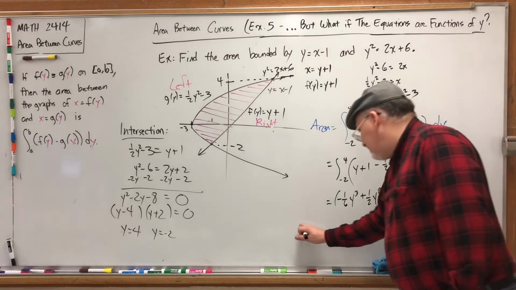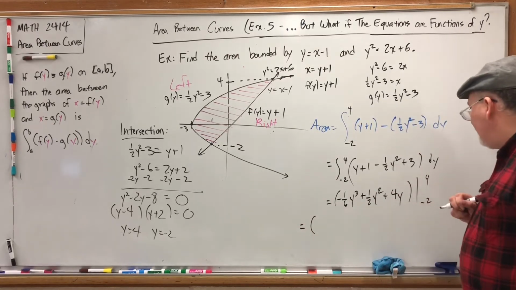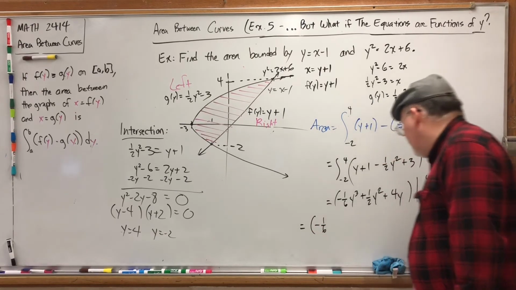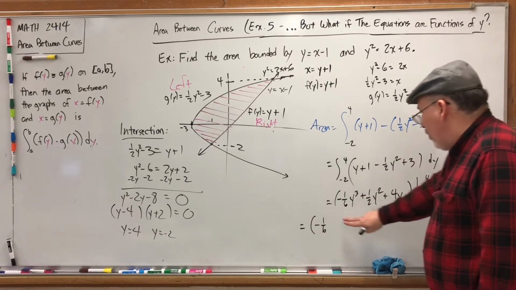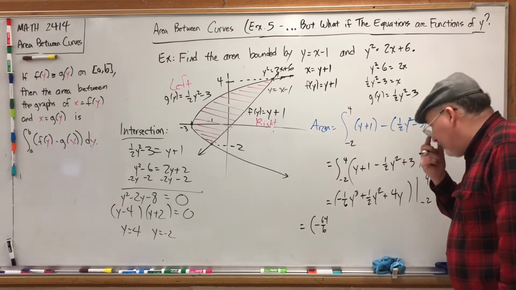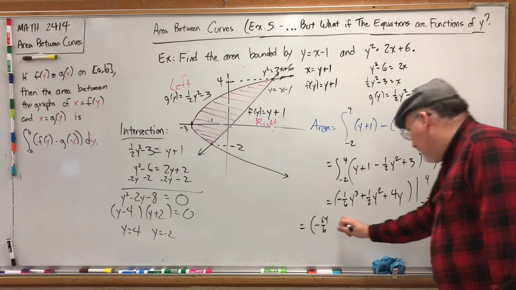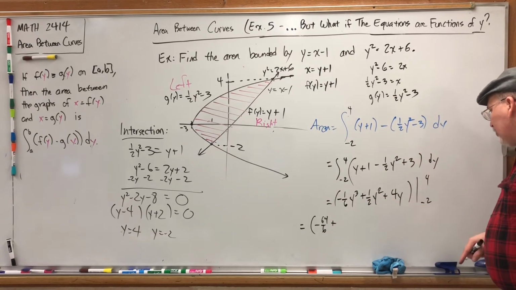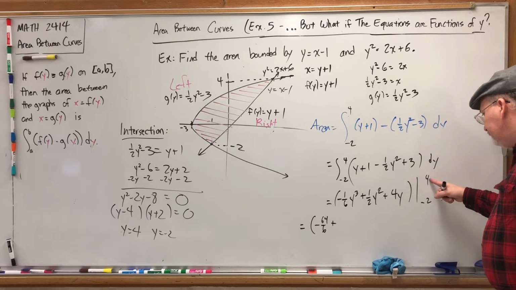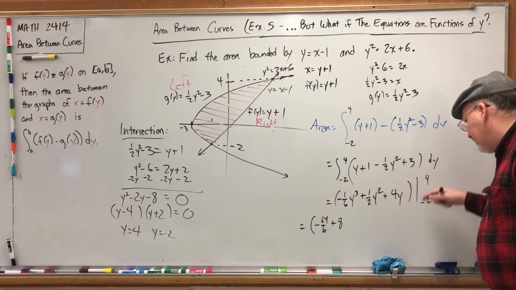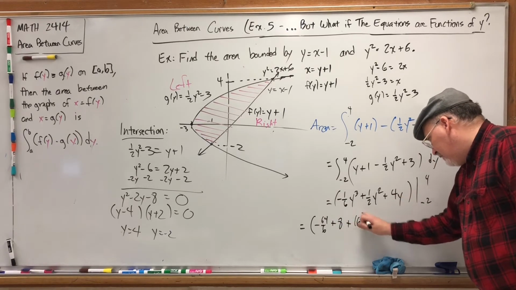All right, let's finish this. If I put in 4, I'll get negative 1/6. 4 cubed is 64, so I'm going to go ahead and call it negative 64/6, which I know reduces, but we'll leave it like that for now. Plus 1/2 times y squared. 4 squared is 16. Half of 16 is 8. Plus 4y, so plus 4 times 4 is plus 16.